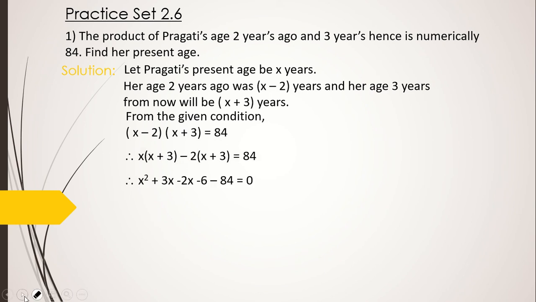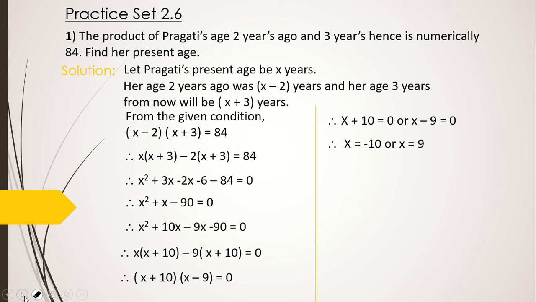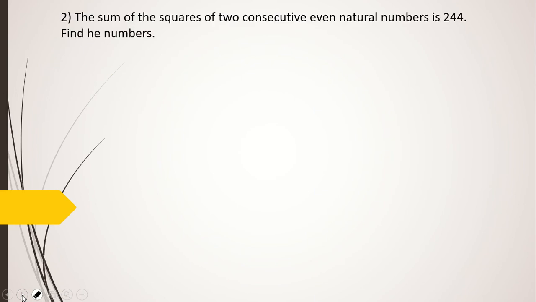So then we multiply, and after multiplying and getting the factors, we get x is equal to minus 10 or x is equal to 9. But see, this present age, x, is what? Present age. Age of anybody cannot be negative. How can the age be negative, right? So x is equal to minus 10 is not possible. So x is equal to 9. Okay. Therefore, Pragati's present age is 9 years. Okay. Now we'll move on to the next sum.